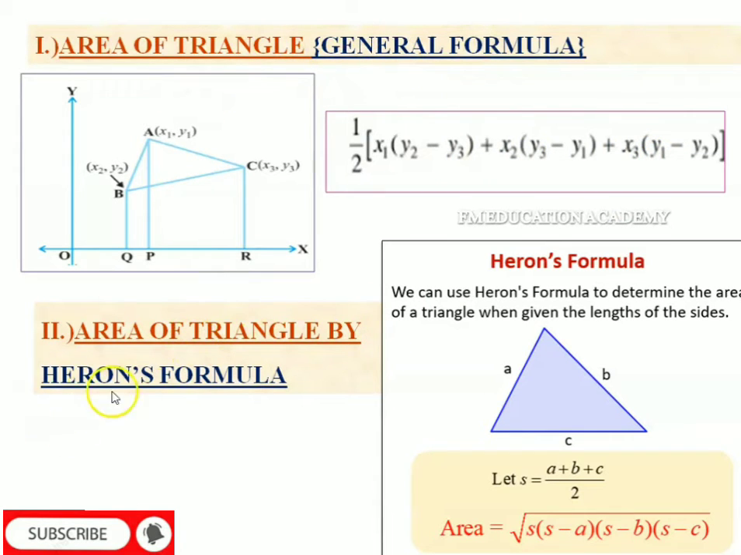What is the area of triangle by Heron's formula? Heron's formula is named after the mathematician Heron. He derived a formula for calculating the area of a triangle when the lengths of the sides are given.